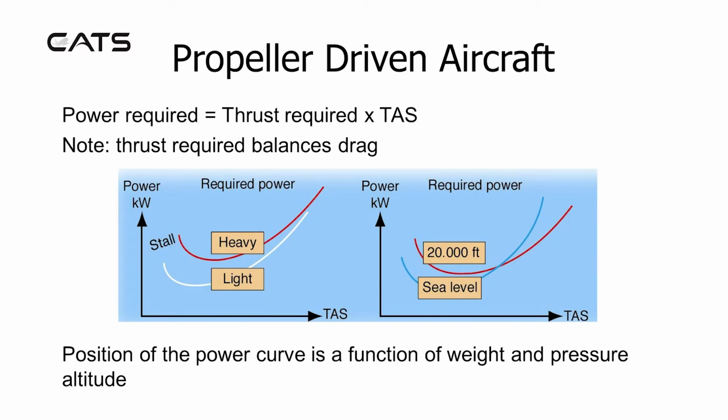For propeller-driven aircraft, power required equals thrust required multiplied by TAS. Note that thrust required will balance drag. The position of the power curve is a function of weight and pressure altitude. For a heavy aircraft, there's a shift up and to the right for the required power curve. At higher altitude, there's a shift up and to the right of the required power curve.